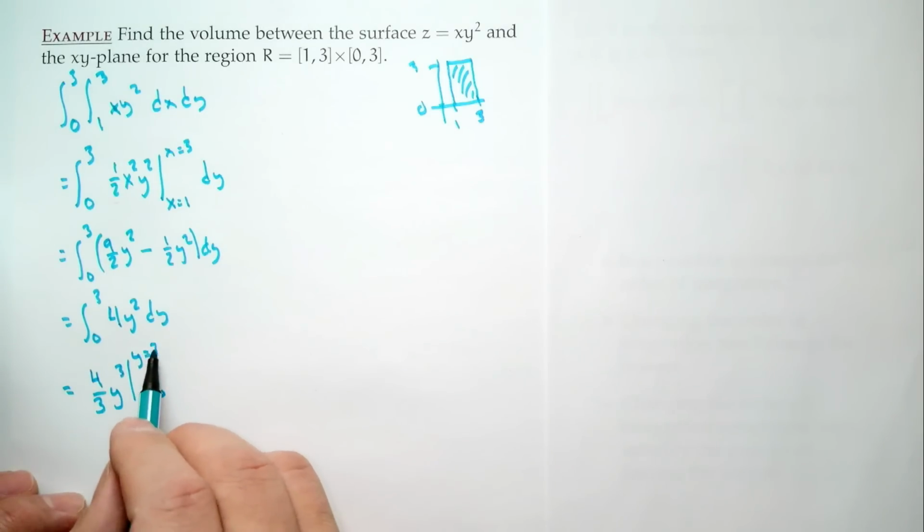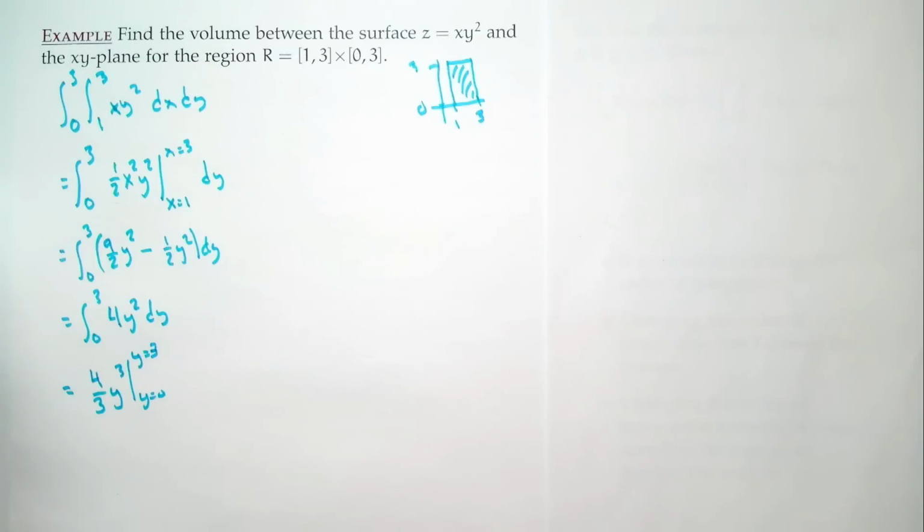Again, I'm going to really emphasize I know what I'm evaluating. So I'll put in y equals 0 to y equals 3, even though at this stage I know there's only one variable involved. So if we plug in 3, we get 4/3 times 3 cubed, which is 4/3 times 27, which gives us 36. If I plug in 0, we get 0. So the answer is 36. Well, that didn't take a lot of space. Well, since we have so much space, let's do it the other way.